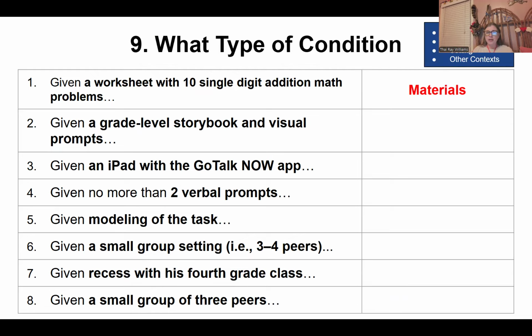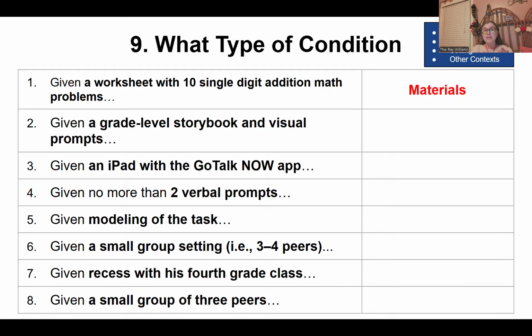So what I want you to do now, and I've got an example first for number 9, is you'll need to look back at the one you took a screenshot of, hopefully, to tell you about the different types of conditions. Here I have 8 conditions, and I want you to tell me what kind of condition it is. Is it a material or tool? Is it a setting? Is it a type of assistance or prompt? We'll do the first one together. So given a worksheet with 10 single-digit addition math problems, what is that? That is materials.